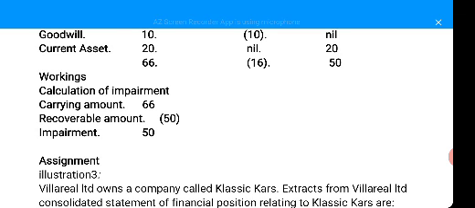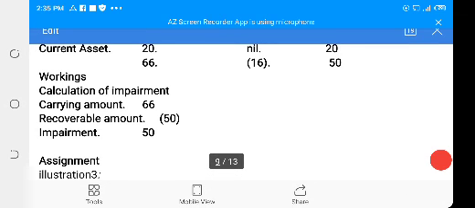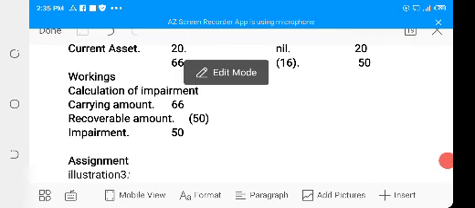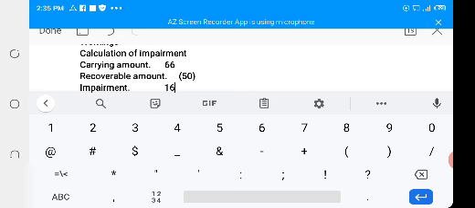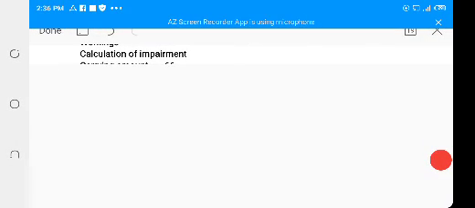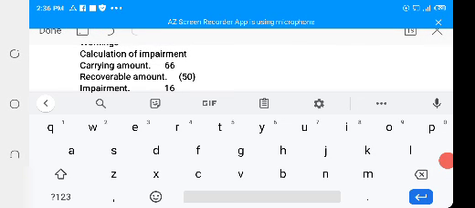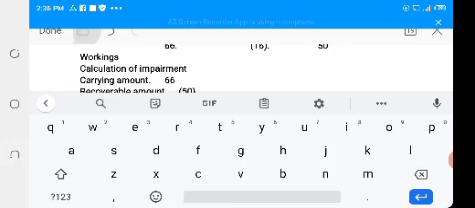66 minus 50, we have 16. So our impairment loss is 16.